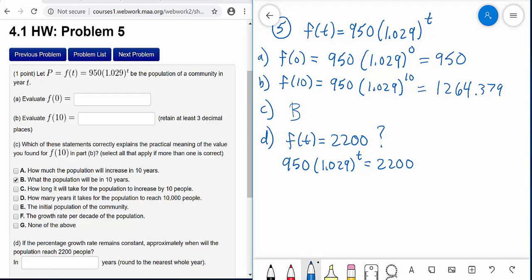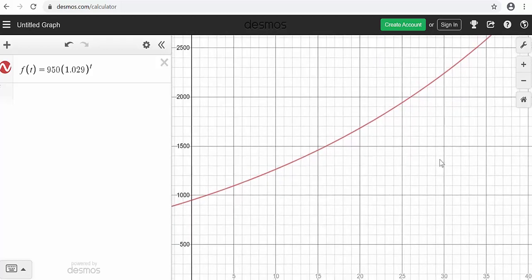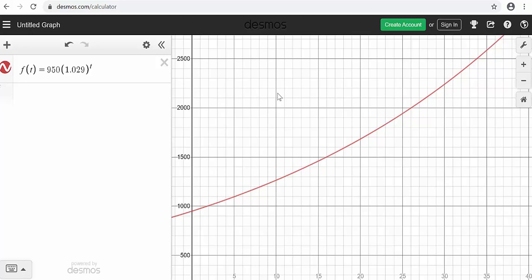So I'm going to graph f of t and just look to see on the graph, since we only have to round to the nearest whole number year. The easiest solution would be to graph this function and then just see when it reaches height 2,200. So here's the graph of f of t equals 950 times 1.029 to the t. And we see that the graph is reaching height 2200 about at this point right here. And look, 29.3 is 2195.301. So the closest year would be year 29.